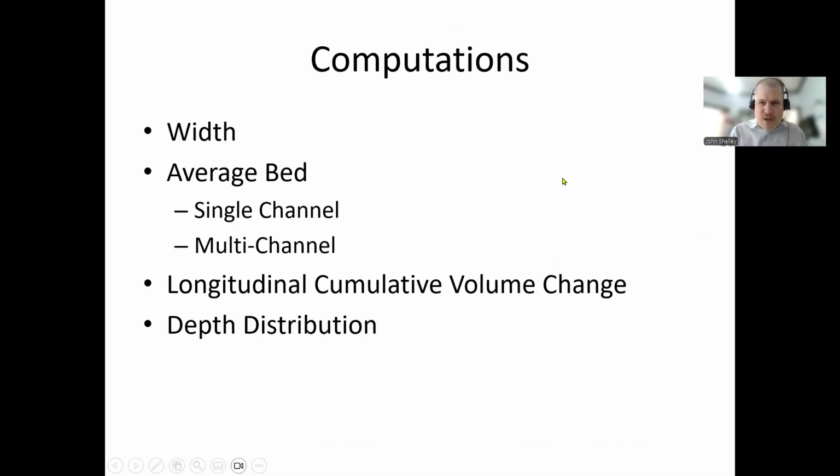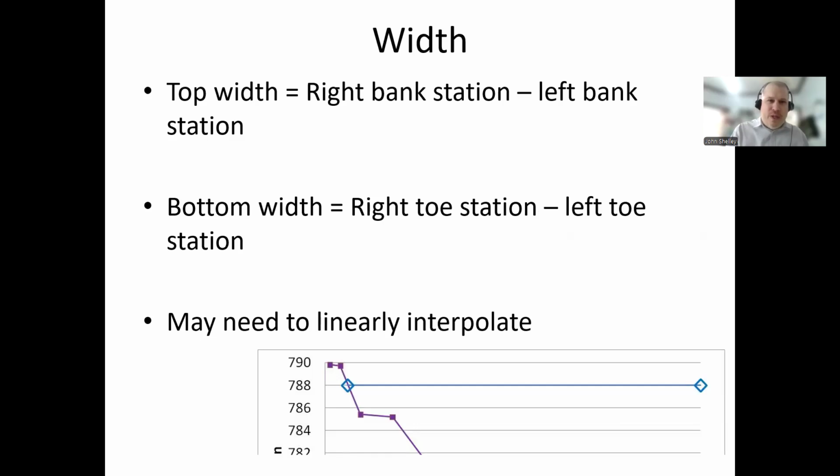All right, let's talk about the computations for cross sections. The width. So the width, the top width, is the right bank station minus the left bank station.